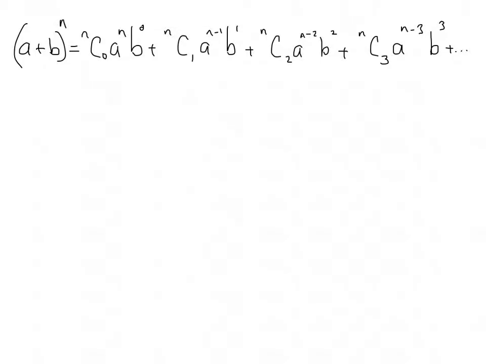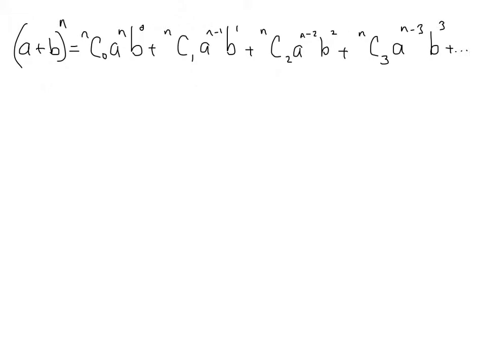This is the binomial expansion formula that you use in C2. You've got an A and a B, and the powers all start on the A, and none on the B. Then slowly the powers on the A go down, and slowly the powers on the B go up, until you reach the other end, when B has all the power.